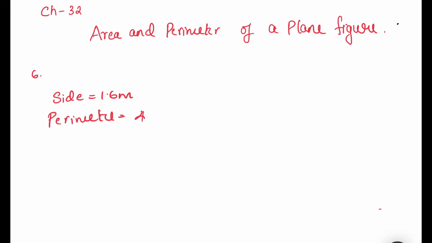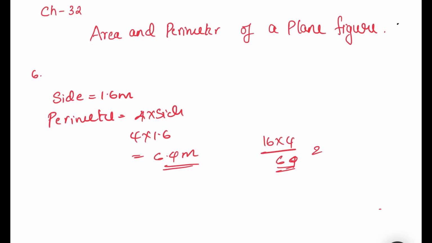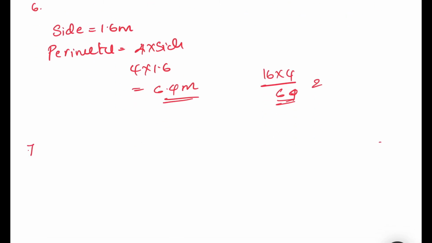So what will be the perimeter? 4 into side. That is 4 into 1.6 meters, which will give you 16 into 4, that is 64. So you will get the answer 6.4 meters. Hope it's clear. Coming to question number 7.